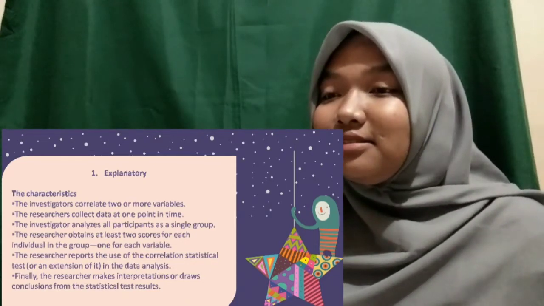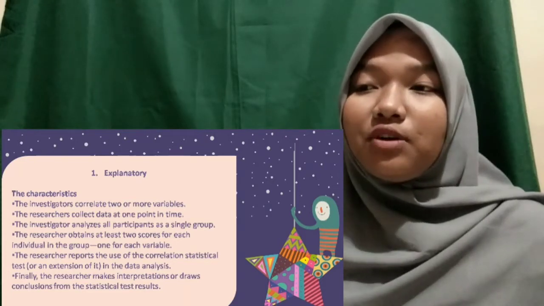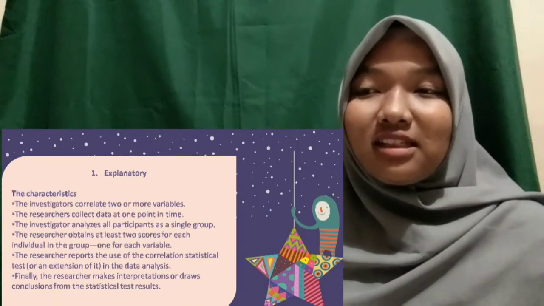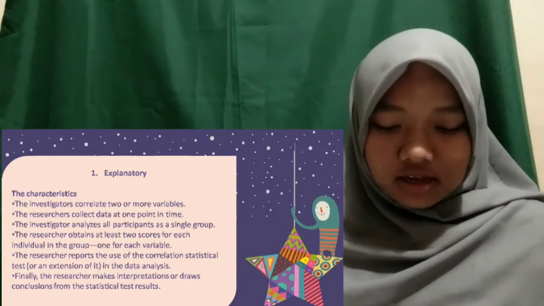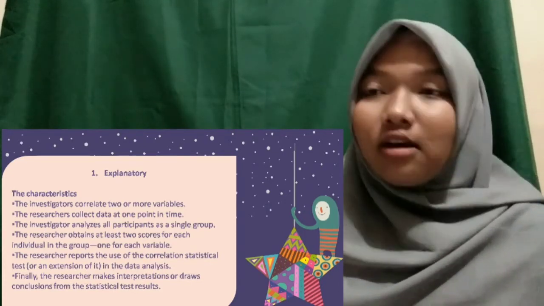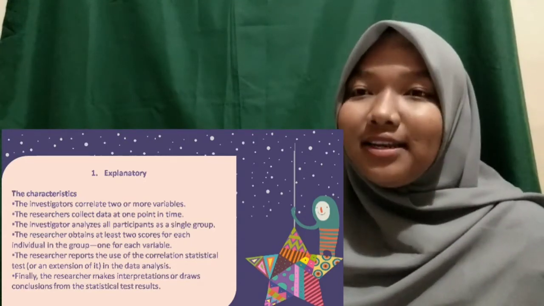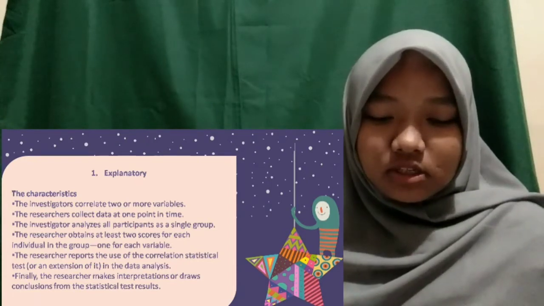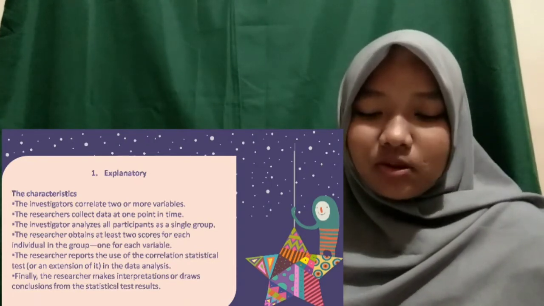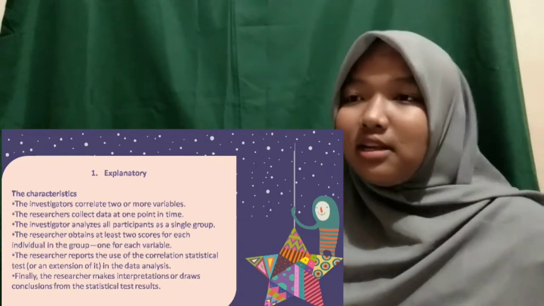And then the next one is the researcher reports the use of the correlational statistical test or an extension of it in the data analysis. This characteristic is to provide the additional information. The researcher includes reports about the strength or the direction of the correlational test.